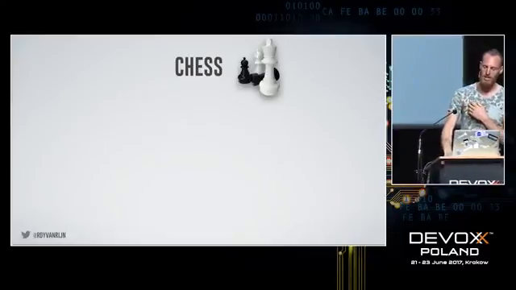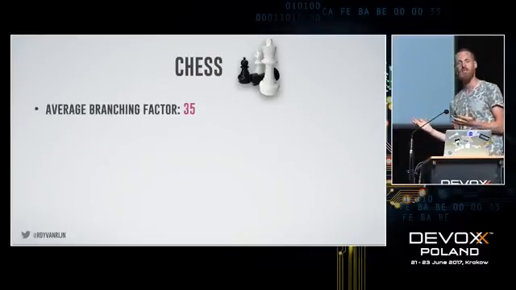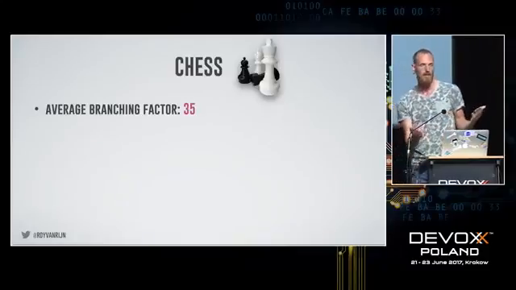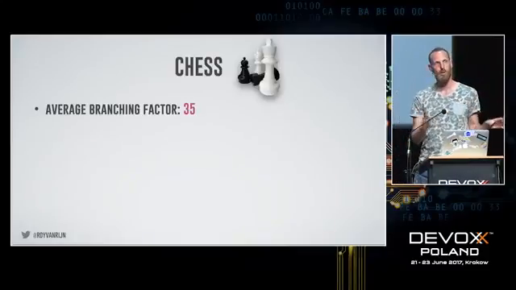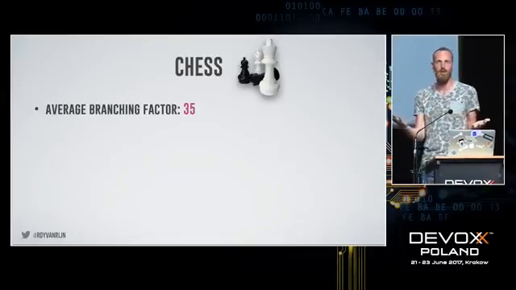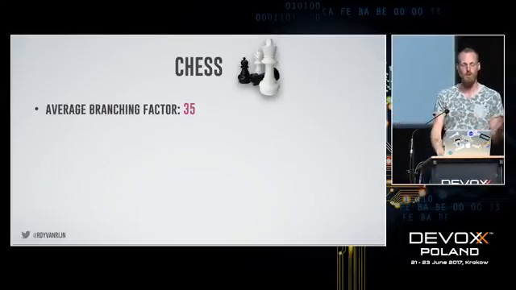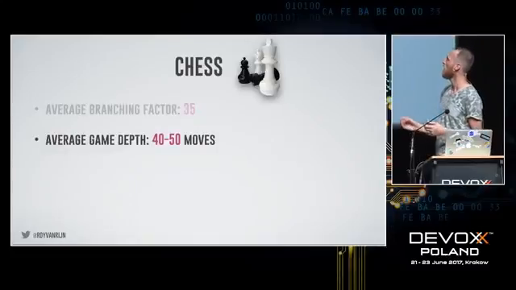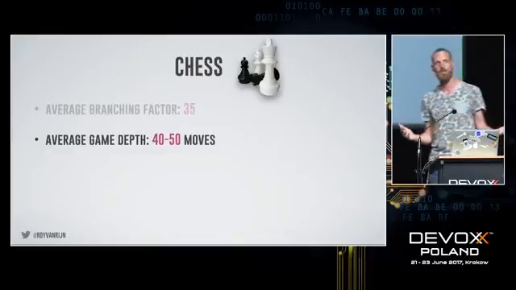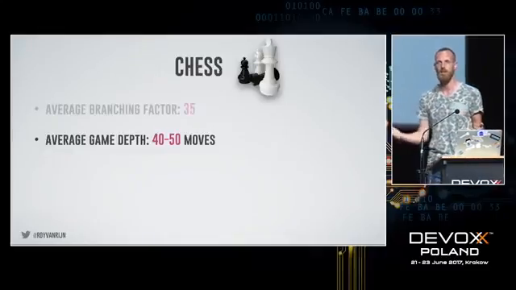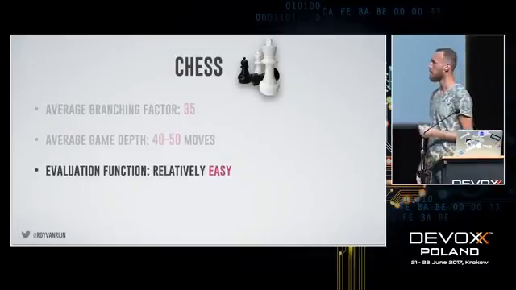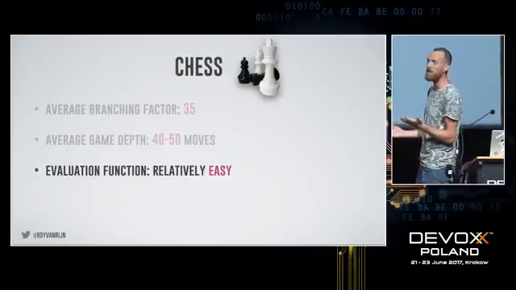So some numbers about chess. The average branching factor is 35. So on average, for each chess board you can have, most of the time there are around 35 different moves you can make. On average, a game lasts for 40 to 50 moves. Some much shorter, some longer, obviously, but on average it's between 30 and 50 moves. And writing an evaluation function for chess is relatively easy.